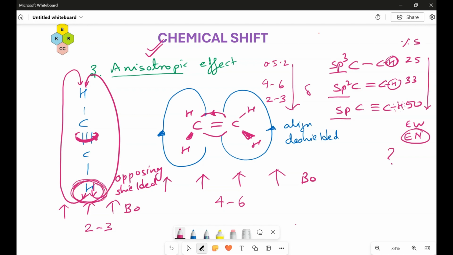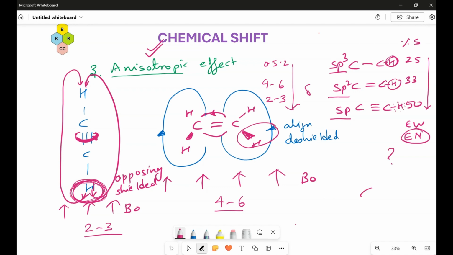Because of the anisotropic effect, the secondary field generated by the acetylene pi electron current opposes the external field, so it is undergoing shielding. Because of shielding, it will have a low delta value. It comes around 2 to 3, whereas the alkene has a high delta value because the secondary field generated aligns near the hydrogen, so they are deshielded and have a high delta value. So this is what is known as the anisotropic effect.